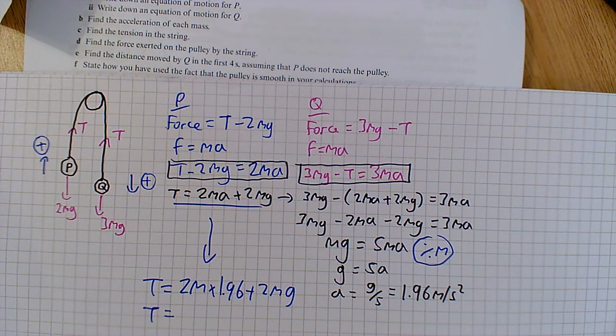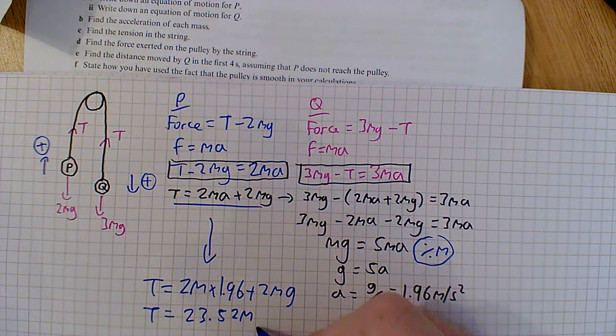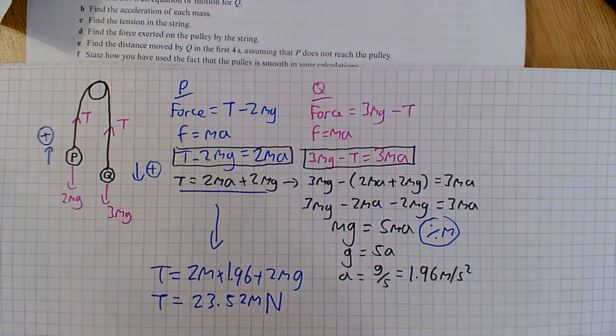So 2 times 1.96 plus 2 times 9.8. So T is 23.52 m, right? That's the mass that we're given at the start of the question, and this will still be in newtons. So M is the M from the mass of the objects, and N is for the newtons. And that makes sense, right?